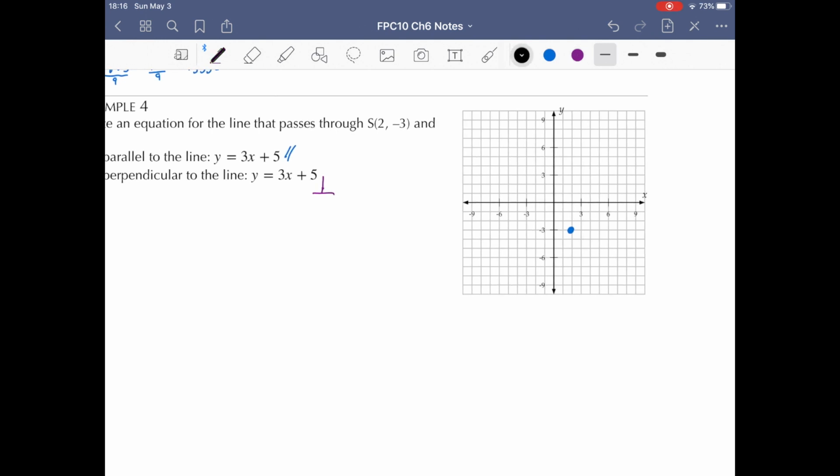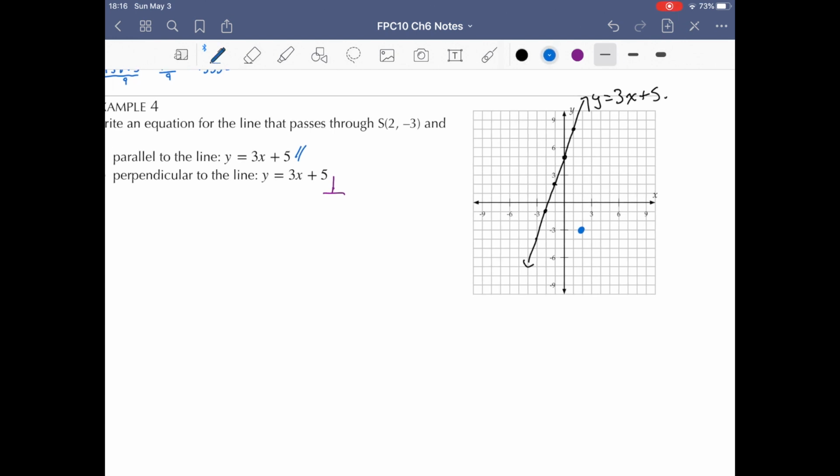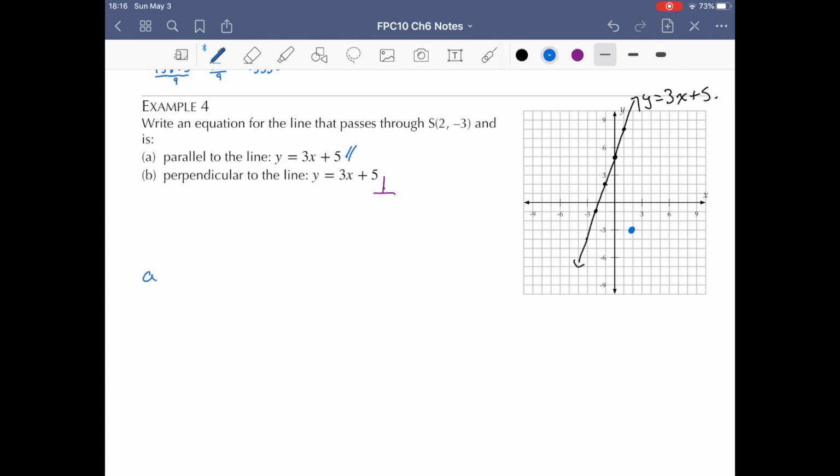3x plus 5 looks like this. Doesn't take much to graph that. Okay, so now we need a blue line that goes through this point and is parallel to that line. Well, what's the slope on this going to be? For letter A, our slope is going to be equal to 3, right? Because it has to be parallel to this line, so our slope is going to be 3.